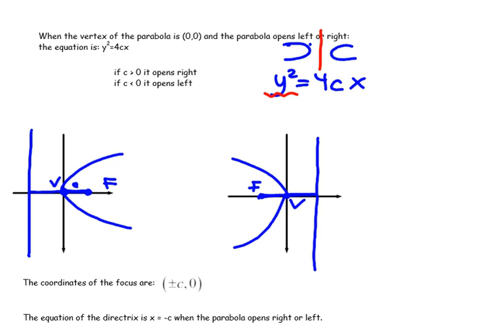So the difference is here: if your C is positive, it's going to open to the right. And if your C is negative, it's going to open to the left. You see your axis of symmetry in this case is here.